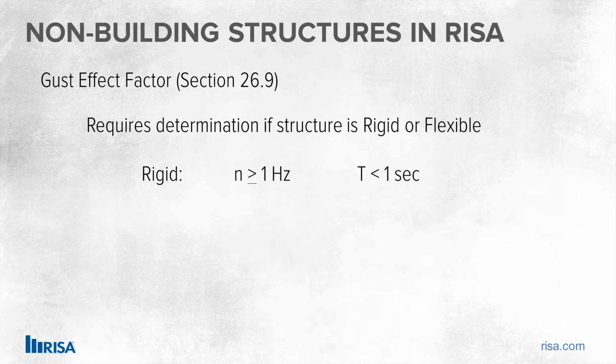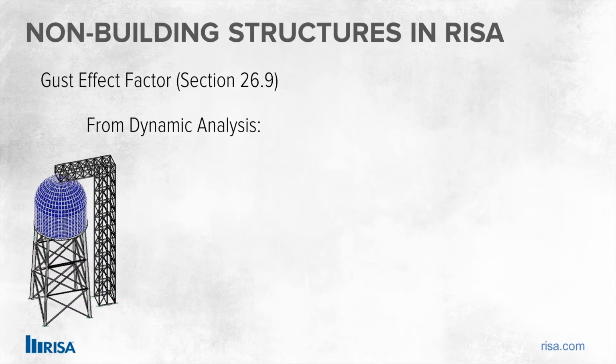Now, what is rigid versus flexible? Well, per the ASCE 7 wind code, what we're saying is that a rigid structure is one that has a fundamental frequency greater than 1 hertz, or in other words, a period of less than 1 second, versus a flexible structure, which would have the fundamental frequency less than 1 hertz. So we have this hard cutoff here of 1 hertz for whether or not we're going to consider each of these structures to be rigid or flexible.